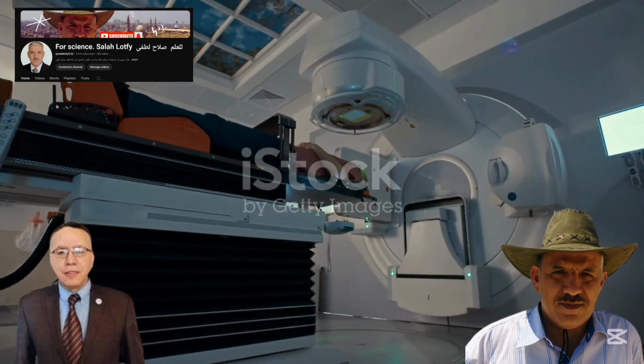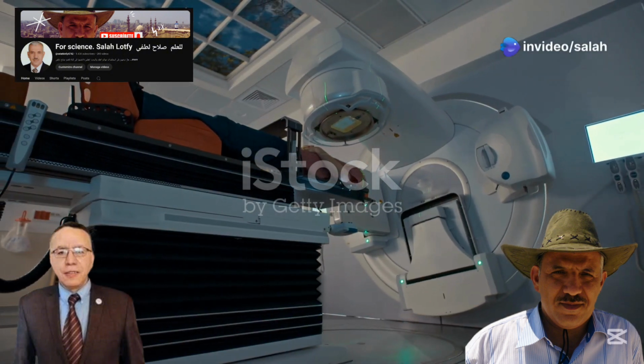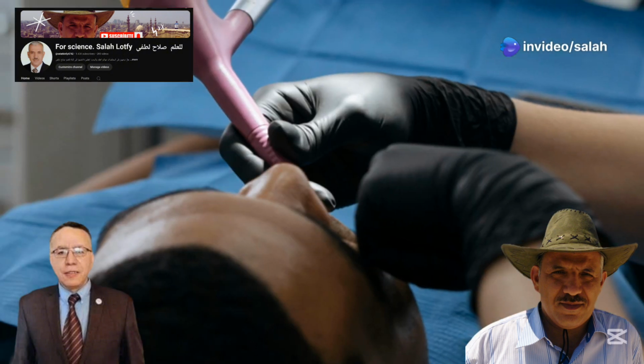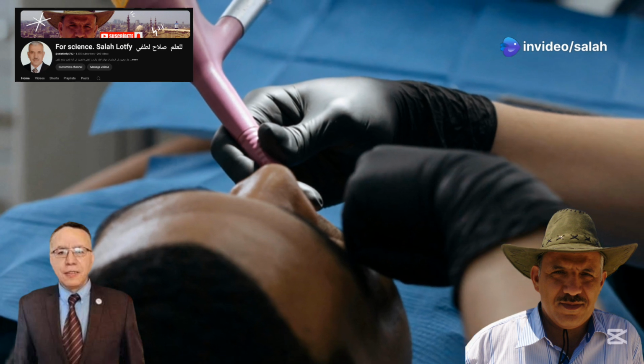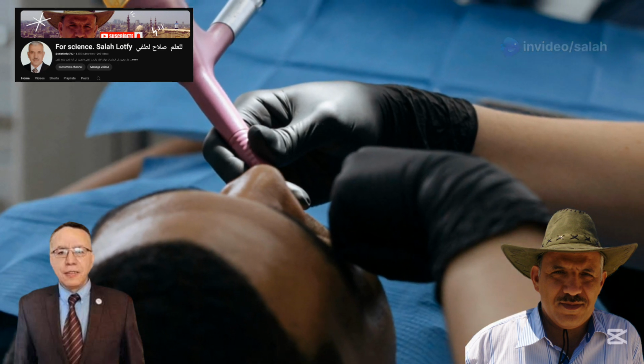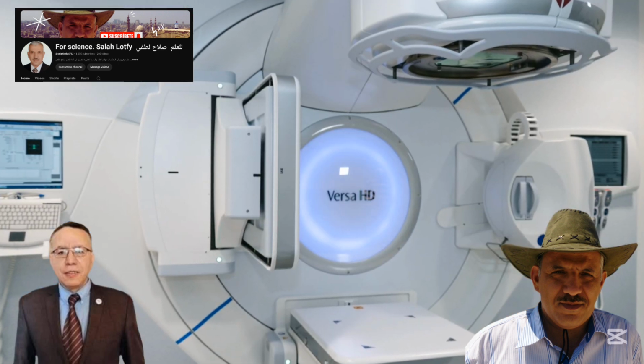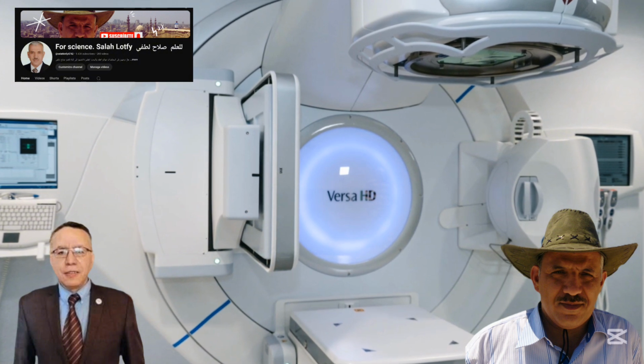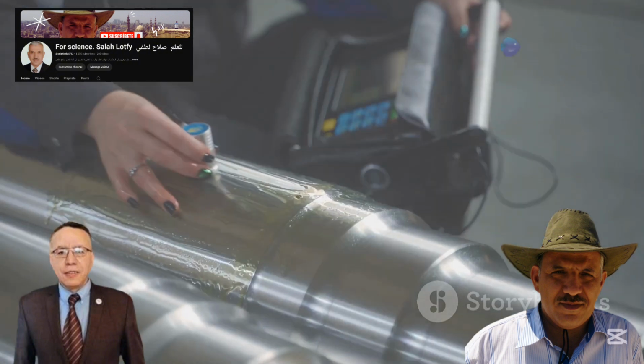Isotope therapy is a powerful tool in treating cancer and thyroid diseases. For instance, iodine-131 is commonly used to treat thyroid disorders. Additionally, strontium-89 and radium-223 are effective in relieving bone cancer pain.